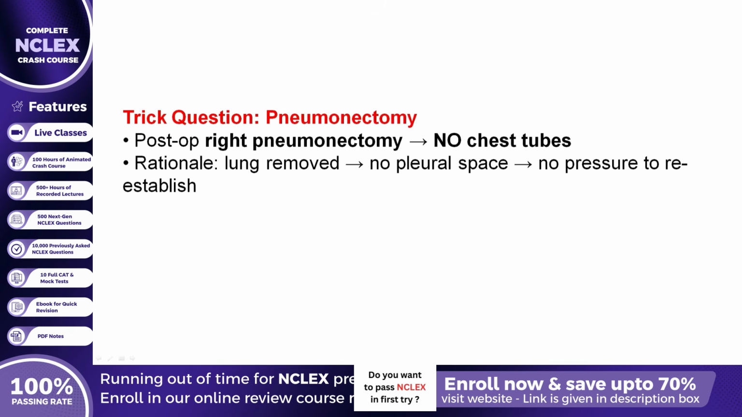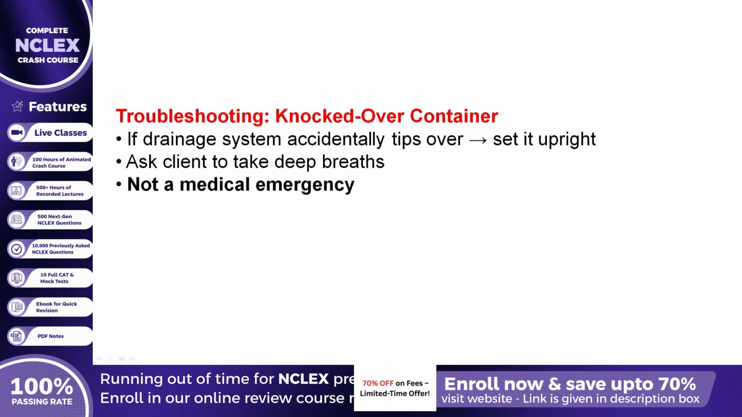Here's how I would explain this slide smoothly on camera. I would begin by saying that if the drainage system accidentally tips over, the first thing you need to do is simply set it upright. After repositioning it, you then ask the client to take deep breaths to help re-establish normal intrathoracic pressure. And it is important to remember that this situation is not a medical emergency, so staying calm and correcting the position is usually all that is needed.